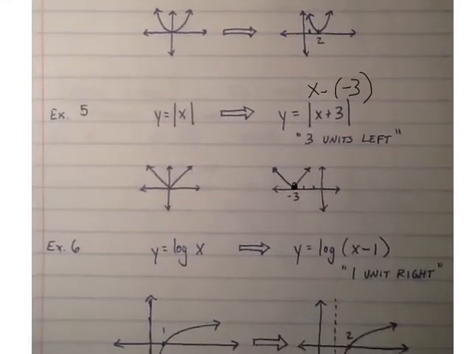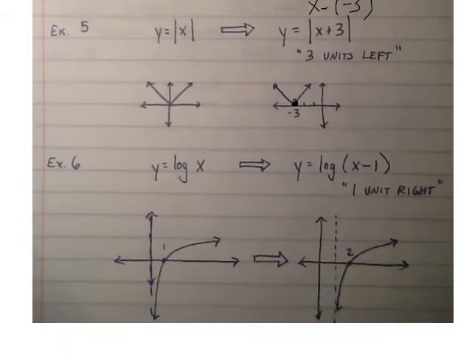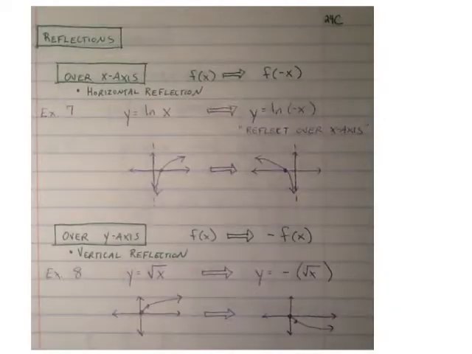The final one is a log function, and this log function is x minus 1, and that tells us move 1 unit to the right. We did have a vertical asymptote at 0, so that gets moved 1 unit to the right, and now we have a vertical asymptote at 1. And we had a crossing point of 1, and that gets moved 1 unit to the right, so we now have a new crossing point, or x-intercept, of 2.